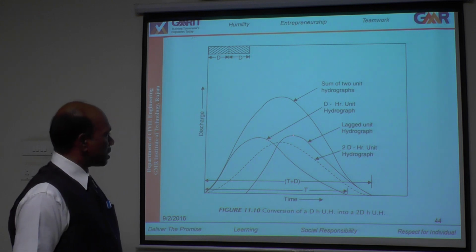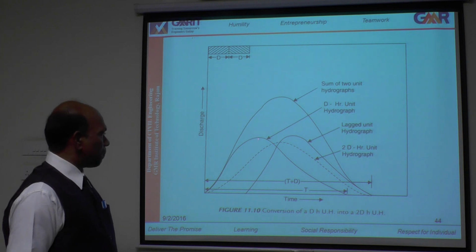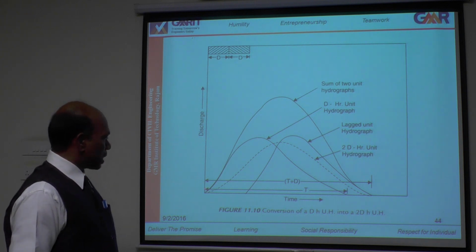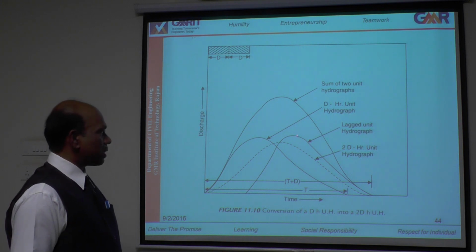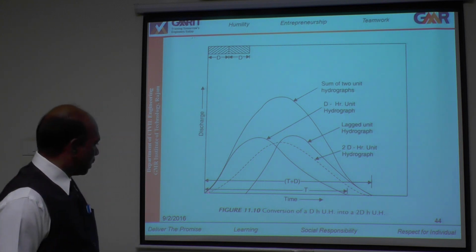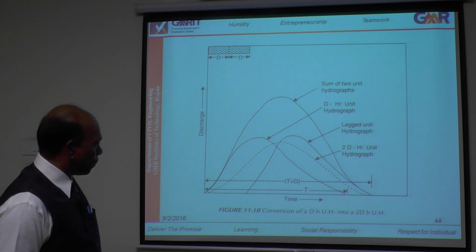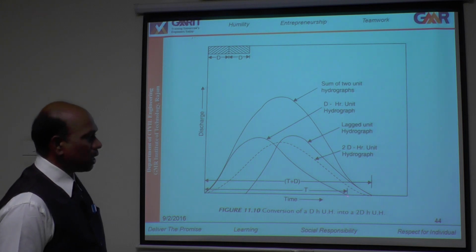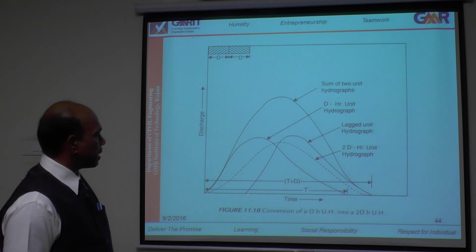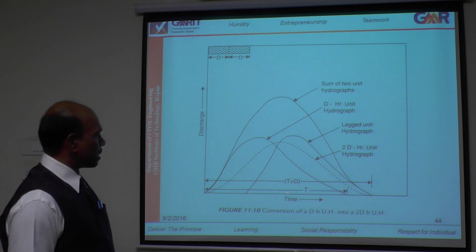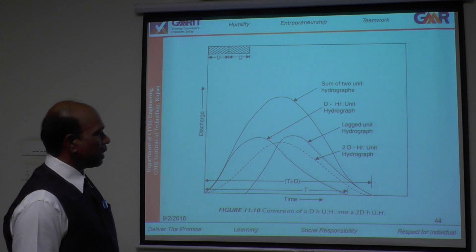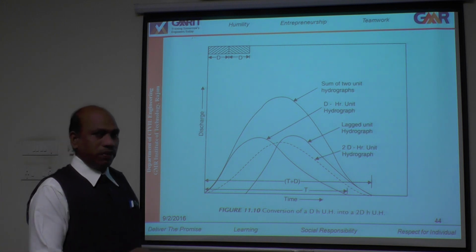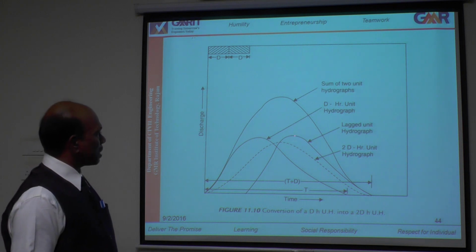This is 1 unit hydrograph, this is the other unit hydrograph. Each unit hydrograph represents 1 centimeter direct runoff depth and the corresponding ordinates. Observe that the base period of the first unit hydrograph is up to this point. The second unit hydrograph's base period is increased by the unit duration, D hours, because it is lagged, or shifted, by D hours. So the base period also increases by D hours. This is one observation.